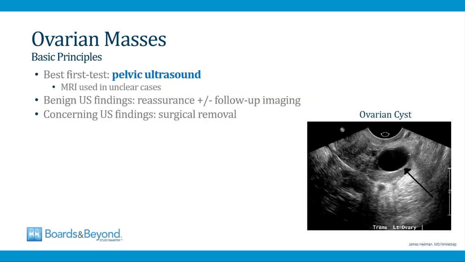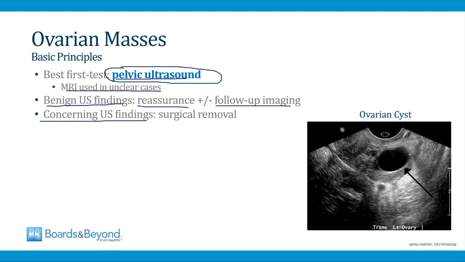In women with an ovarian mass, the best first test is a pelvic ultrasound. In cases where the ultrasound is poor quality or non-diagnostic, MRI can be very helpful, but usually a pelvic ultrasound is always done first. And if the ultrasound shows benign findings, and we'll talk about what these are in a little bit, if it shows findings that suggest a functional benign cyst, then usually the management involves reassurance of the patient, sometimes with follow-up imaging to confirm that the cyst goes away. If, however, the ultrasound shows concerning findings, and we'll also talk about what these are, then usually the next step is surgical removal because the mass could be a malignancy.